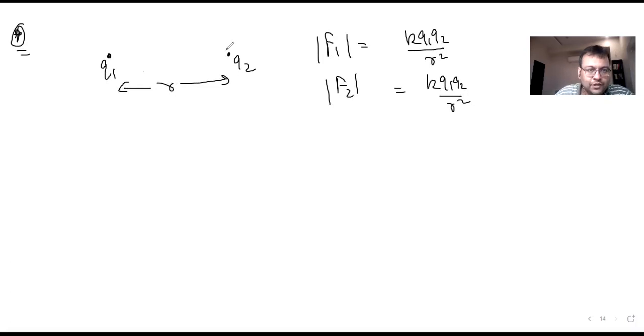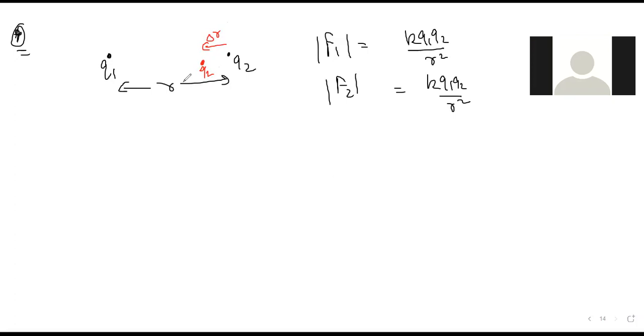Now, if I displace the charge Q2 by a distance delta R, then what will happen? What will be the force now on charge Q2 and what will be the force now on the charge Q1? K Q1 Q2 by R minus delta R whole square. On both. So here is the point I wanted to discuss.